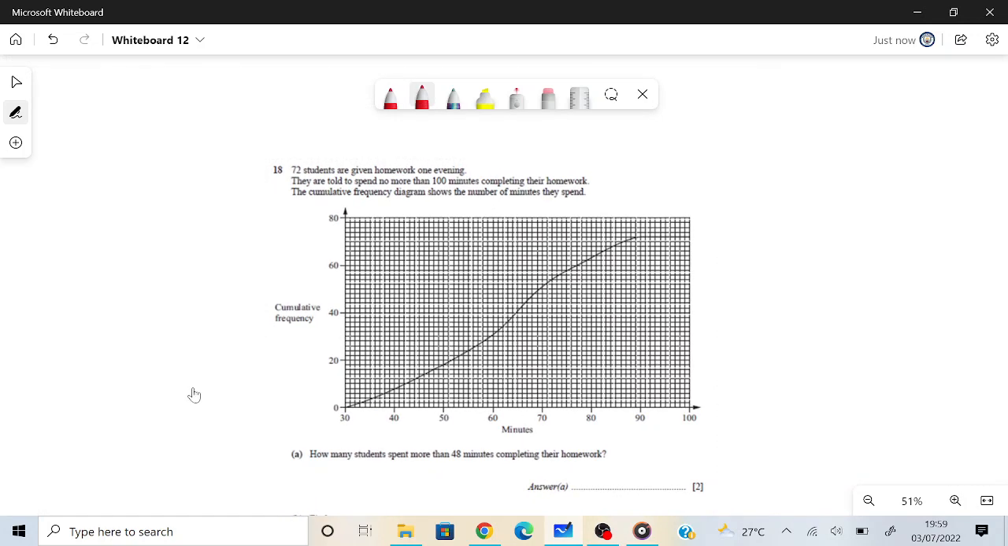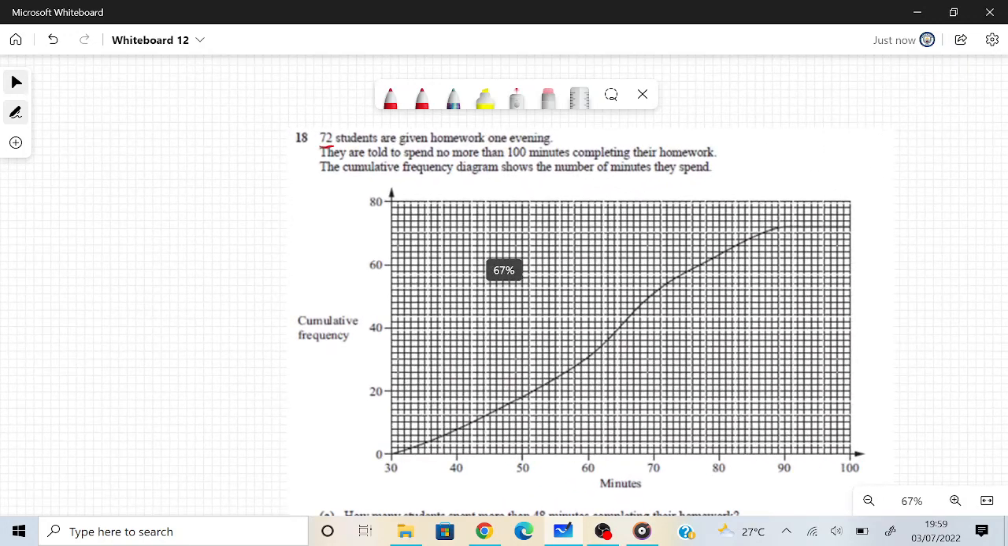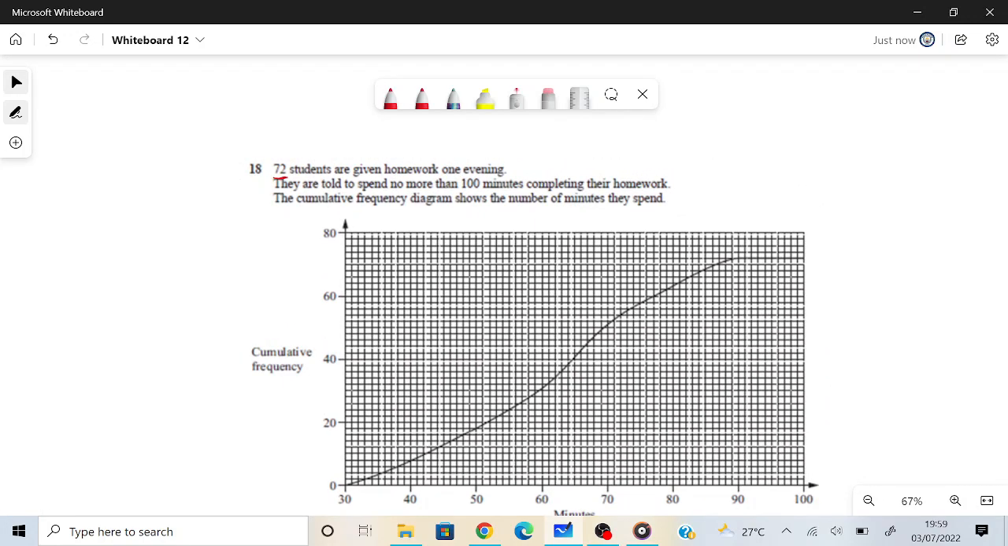So quality of the grid may not be the best, but please cope. I think it's good enough. So the first question I have says 72 students, let's zoom in a bit, 72 students are given homework one evening. Okay, good to know. They're told to spend no more than 100 minutes completing their homework. Okay, the cumulative frequency diagram shows the number of minutes they spend.